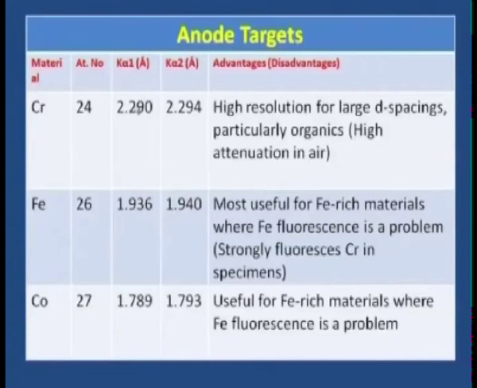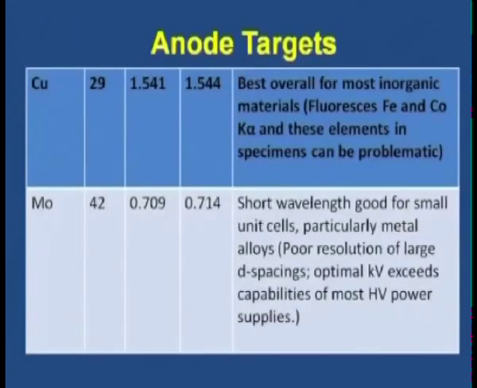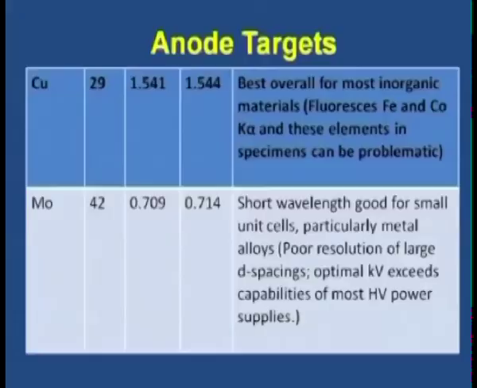Now, consider the wavelength emitted for K alpha 1 during the process I described earlier. In the case of chromium, it is 2.29 angstroms. For iron, it is 1.936 angstroms. In the case of cobalt, it is 1.789 angstroms. But more than these three targets, the most important and most widely used targets are copper and molybdenum.